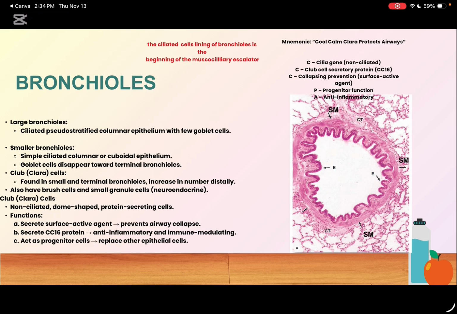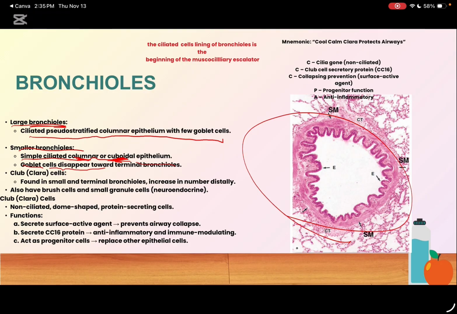We're going to get into the epithelium part. Larger bronchioles, as we said, have ciliated pseudostratified columnar epithelium with few goblet cells. Smaller bronchioles have simple ciliated columnar or cuboidal epithelium. It can be either columnar or cuboidal. Goblet cells disappear toward terminal bronchioles. They are gone.